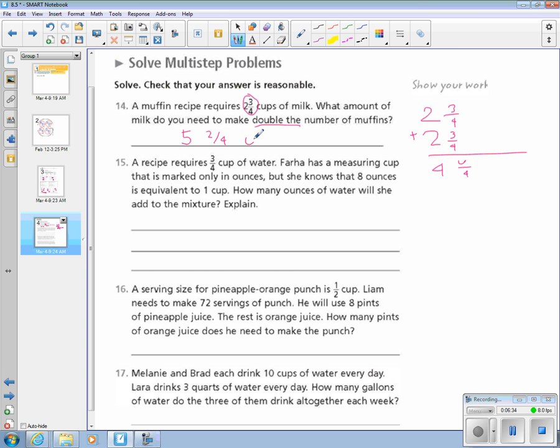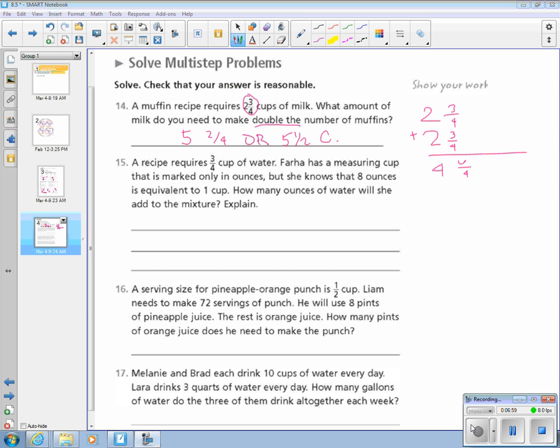Or, we can simplify that even more to 5 1/2. And don't forget to add the C at the end. A capital C stands for cups, so just put a C, or you can write cups, whatever you want. Okay, let's move on to 15.